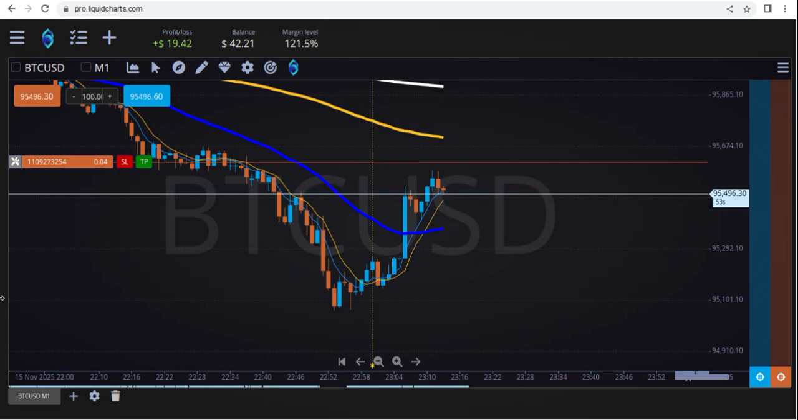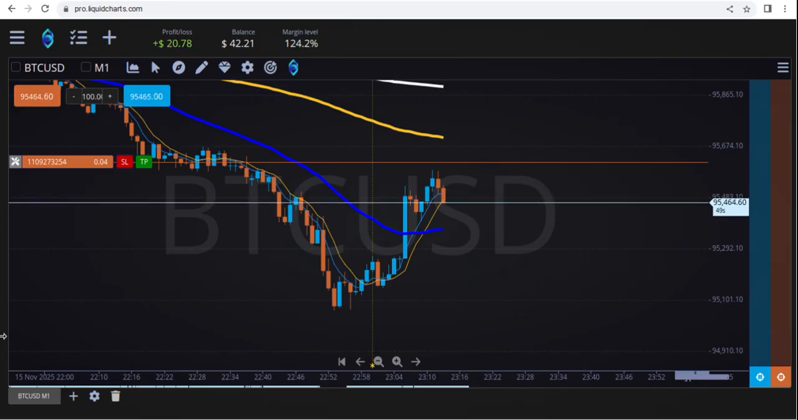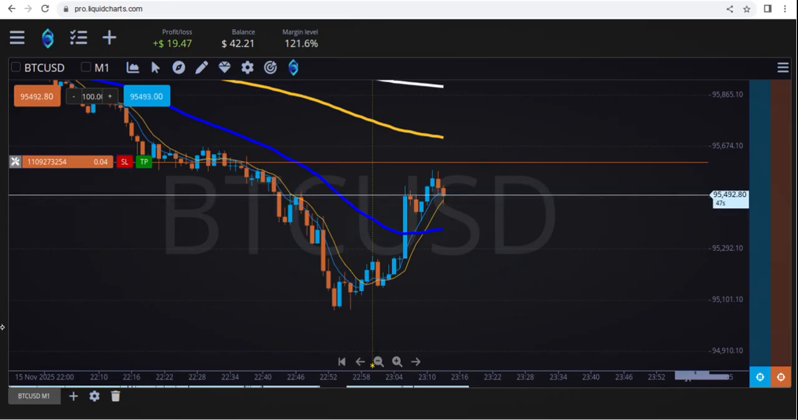So that's one way to handle losing trades. Some people can't handle losing trades, but most of the time it's because you're over leveraging. The only reason I'm over leveraging like that is because I know what I'm doing. You know what I'm saying? It's a whole different situation. I know what I'm doing.